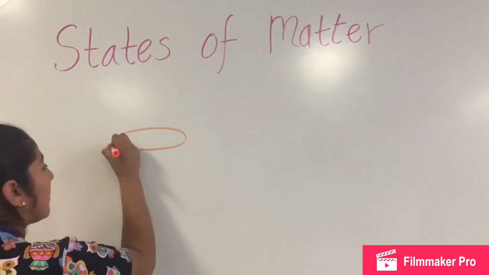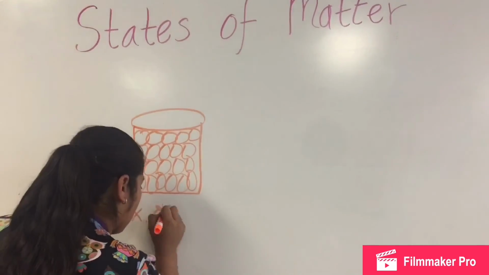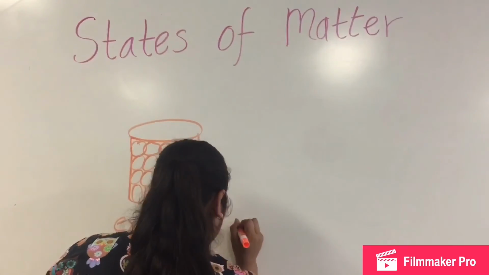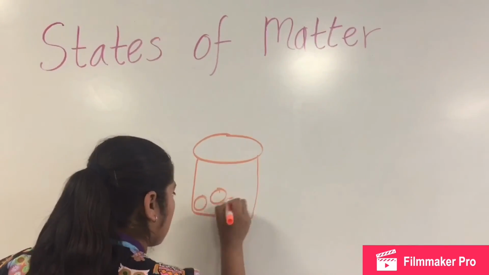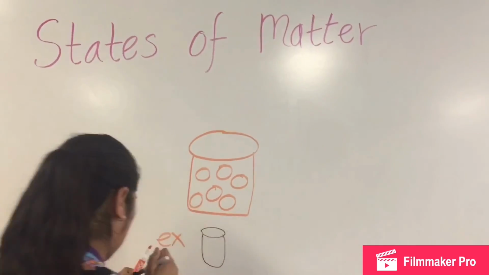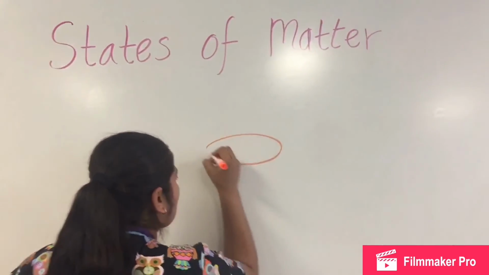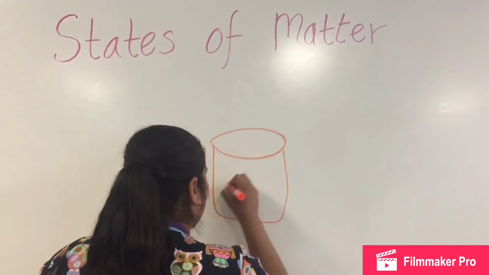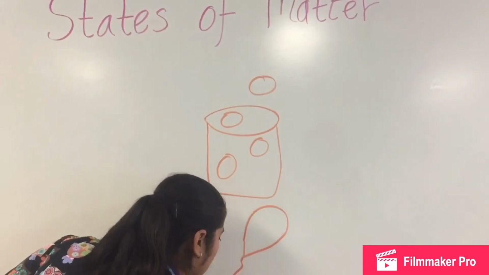In solids, atoms are packed closely together and they don't move around. Some examples include an apple, a rock, and a pencil. In liquids, atoms are close together but some can move around. Liquids take the shape of the container. Some examples include juice. A gas either takes the shape of its container or it spreads out because the atoms move freely. An example includes helium, which can be found in helium balloons.